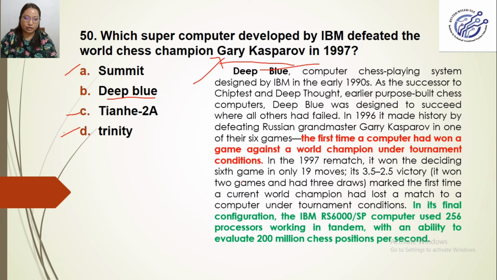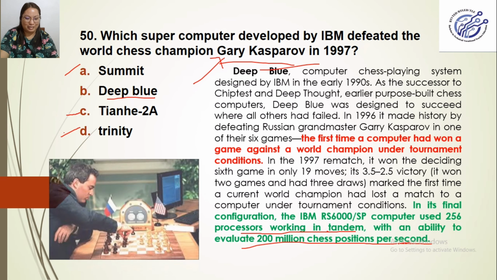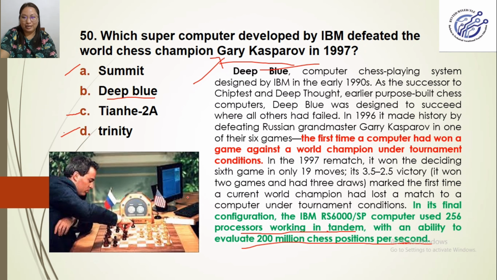The configuration of our Deep Blue is 256 processors working in tandem. That is why it defeated Garry, with an ability to evaluate 200 million chess positions per second. I hope we have a mind like Deep Blue's. This is a picture of Garry Kasparov playing against Deep Blue. This is Deep Blue. So again, for number 50, we have letter B as our answer.